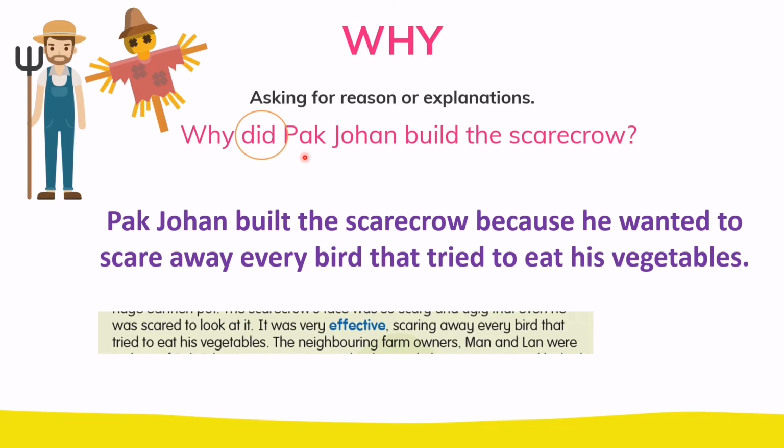Okay, boleh? I repeat. Pak Johan built, ditukar jadi T, the scarecrow because he wanted to. Dia hendak. Lepas tu jangan lupa dia tak ada ing. Dia mesti base word, root word. Dia tak ada ed, dia tak ada es, dia tak ada ing. Scare away every bird that tried to eat his vegetables. Ada tak dalam teks? Ada. Cuma you have to use your thinking skill. Kena carilah. Kenapa Pak Johan build scarecrow tu? Sebab dia nak menakutkan burung.